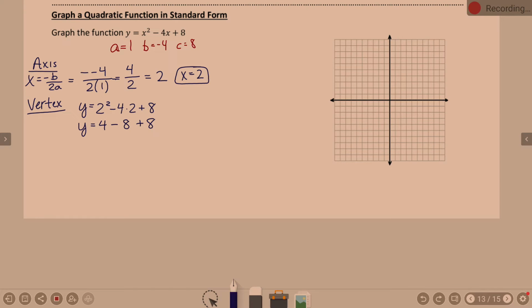Aiden was asking if I always go left to right. Here's one where my brain sees negative 8 plus 8. They're going to cancel to 0, so what's that leave me with? A 4. Now, if your brain doesn't work that way, then okay, left to right. 4 minus 8 is negative 4, plus 8 is 4. So what is my vertex? 2, 4.